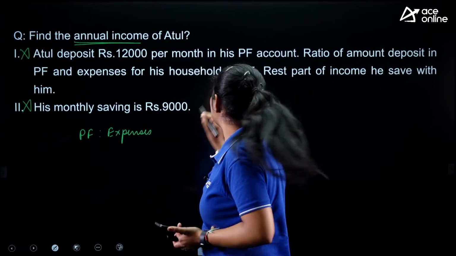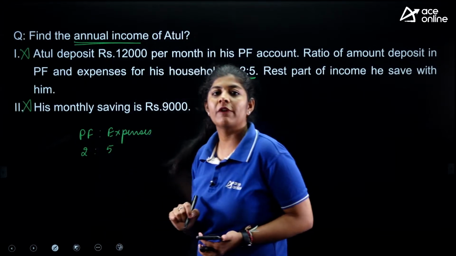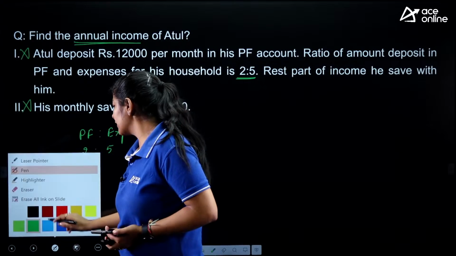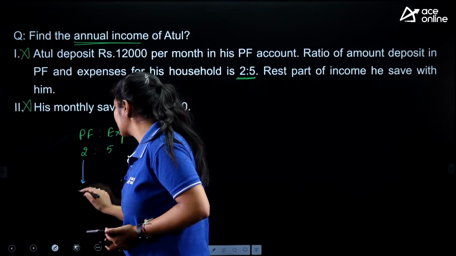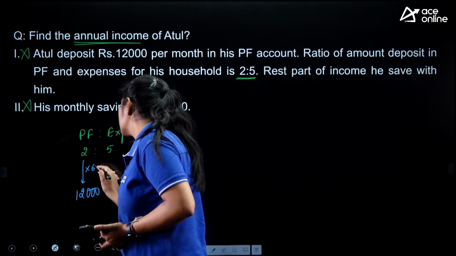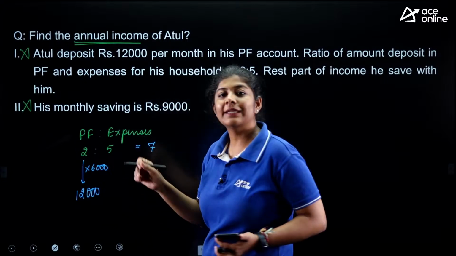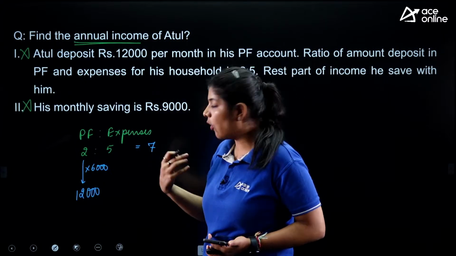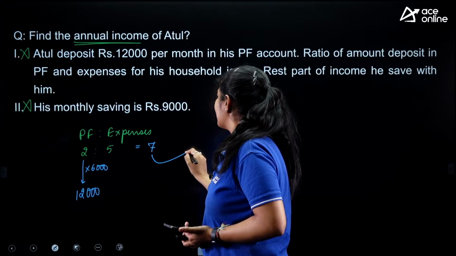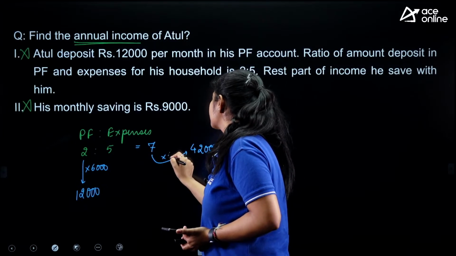The ratio that we are having over here is 2:5. And the value of this particular 2, which is given in the question, is nothing but 12,000 rupees. That means it is present on the multiple of 6,000. That means the total amount that he saves in the PF or expenses is of 7, that means it's 42,000, right?